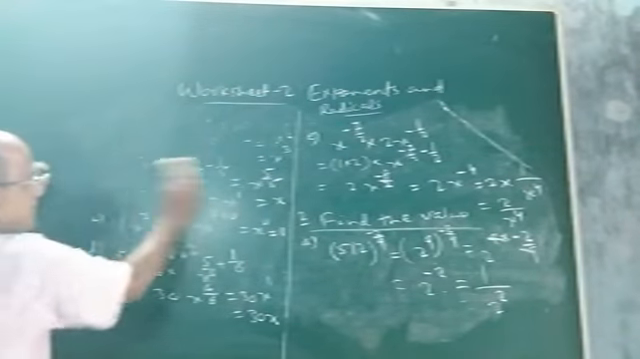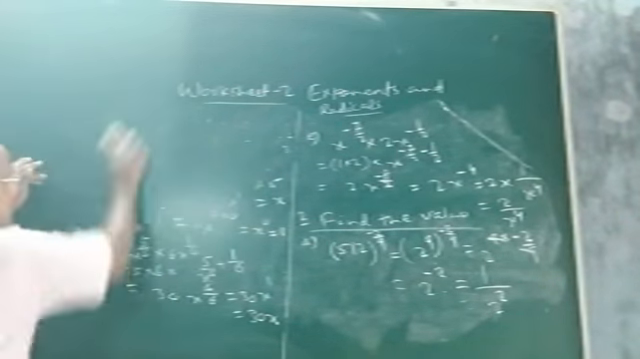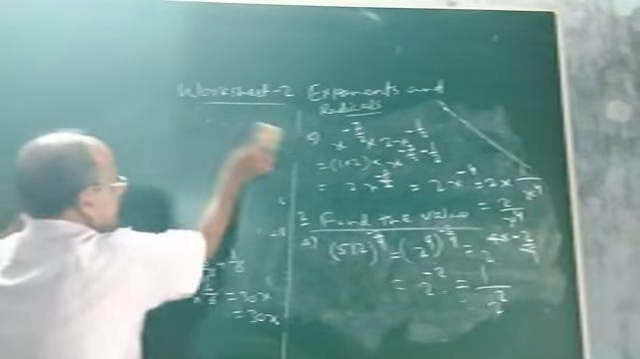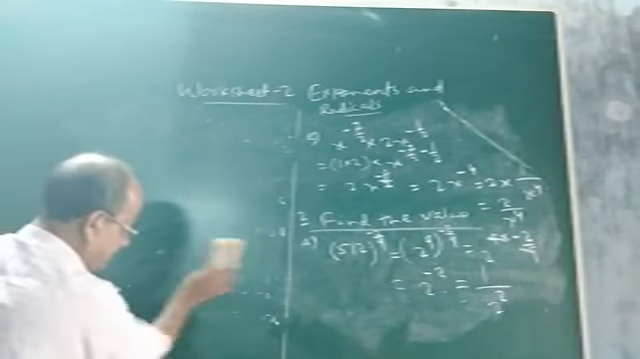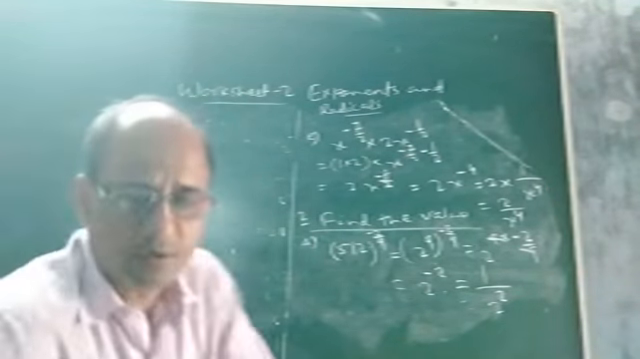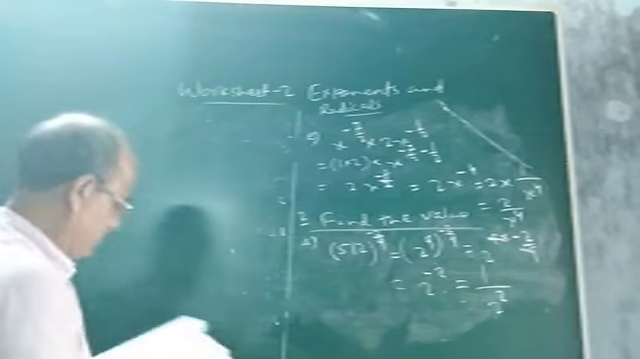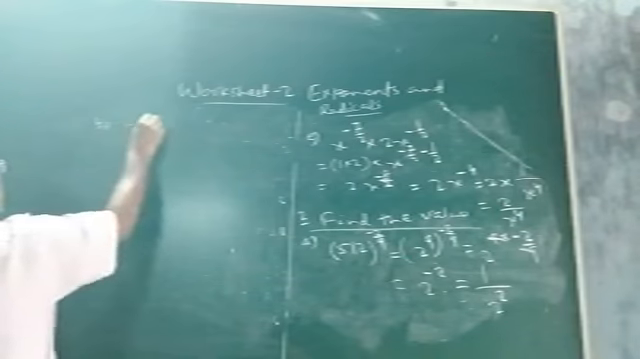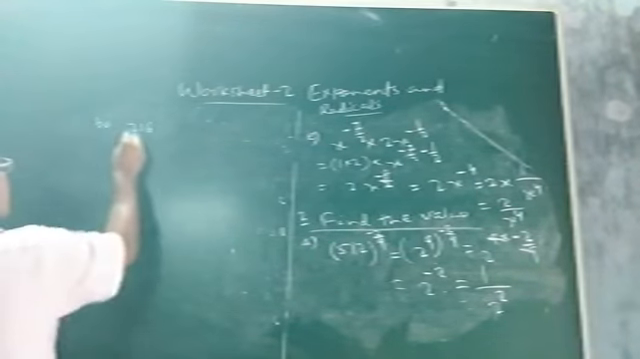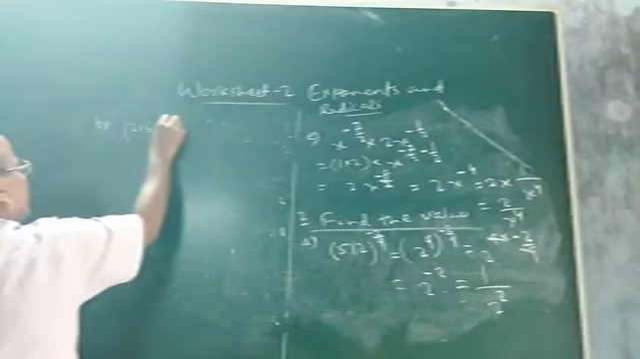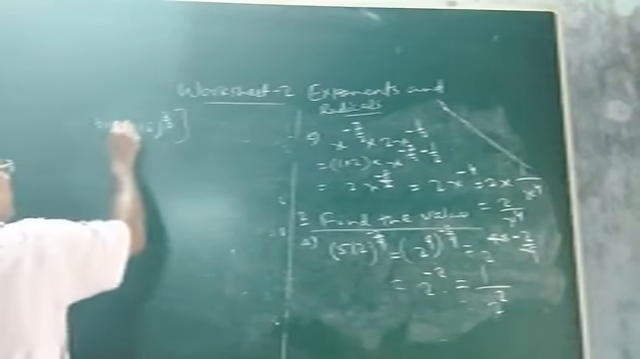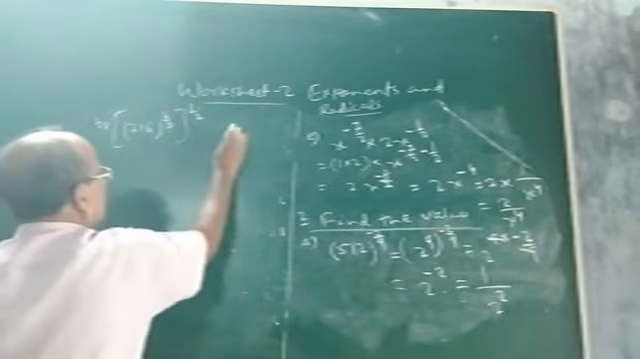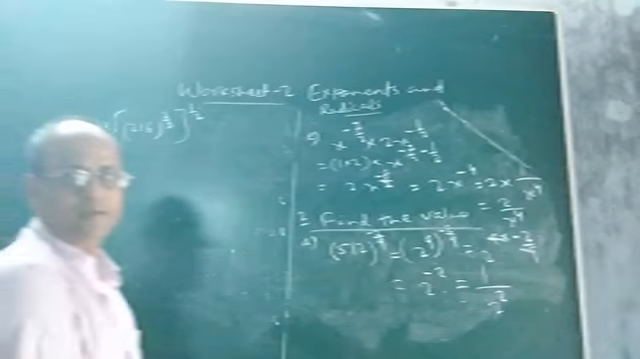Okay, now let me discuss the other question given in number 2. What is the next question? Let us see. The next question is 216 to the power 2 by 3 whole to the power 1 by 2. How to find out this one? See, how to find the value of this.